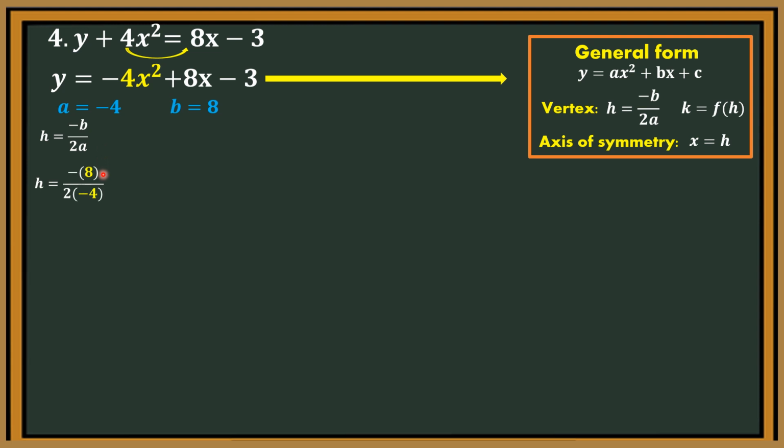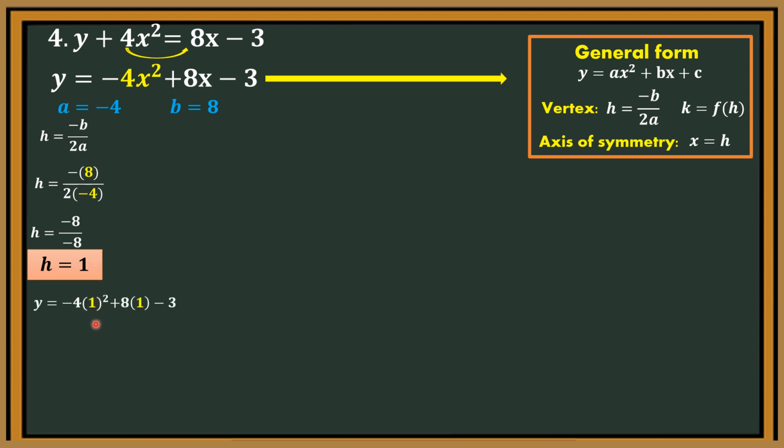So, pwede na tayong gumamit ng h. Then, substitution. So, negative, kinopya lang natin yan. Si b, pinalitan natin ng 8. Huwag kakalimutan ang open and close parenthesis. Then 2, copy lang. Si a, that is negative 4. Then simplify natin, negative times 8, that is negative 8. 2 times negative 4, that is negative 8. So pag nag-divide tayo ng dalawang negative, automatic, the answer is positive. Kaya ang sagot ay positive 1. So ang h natin, positive 1. Therefore, ang x natin ay positive 1 din.